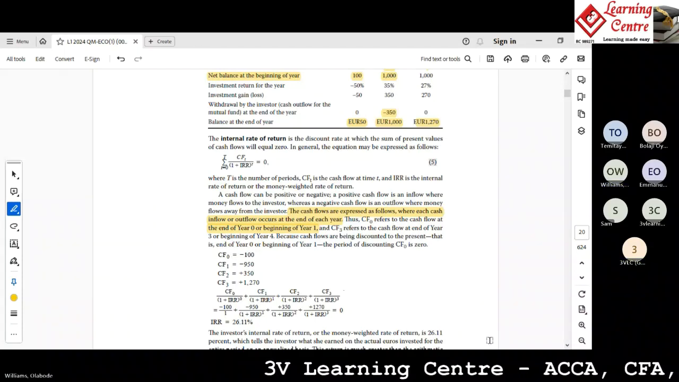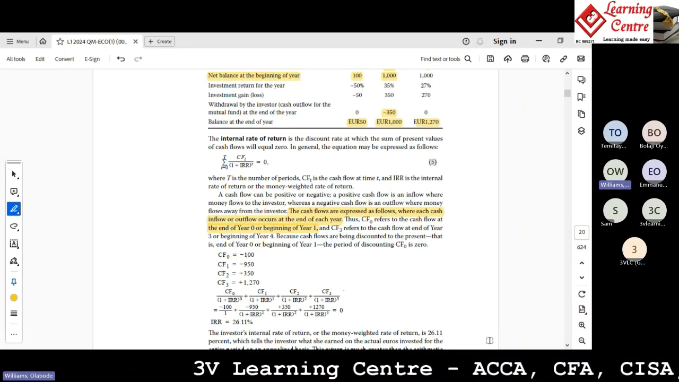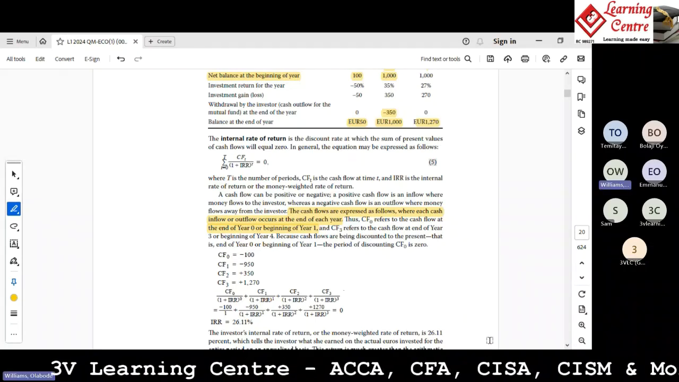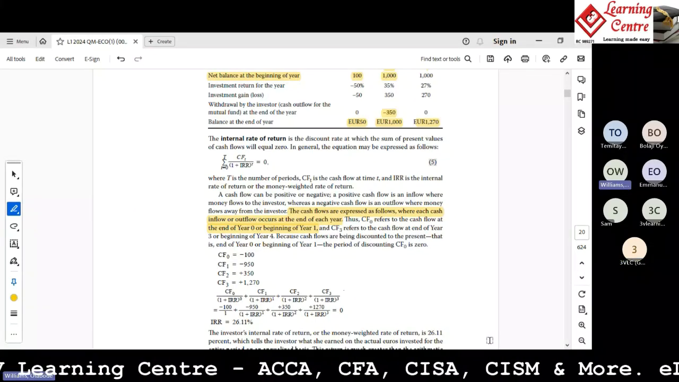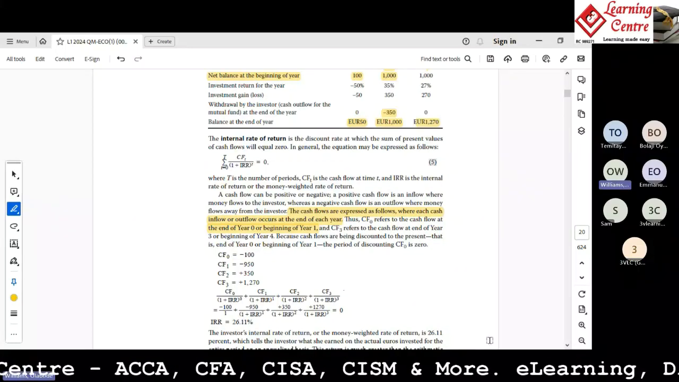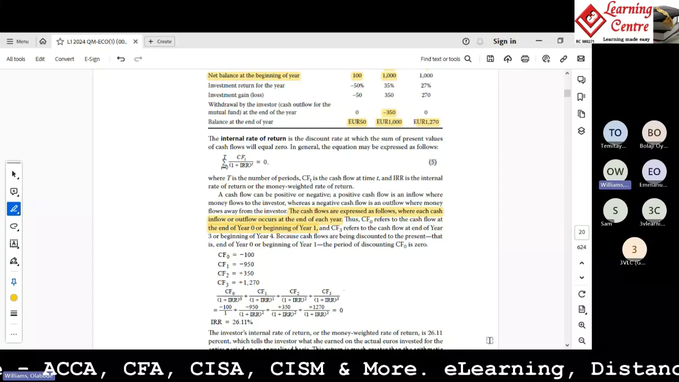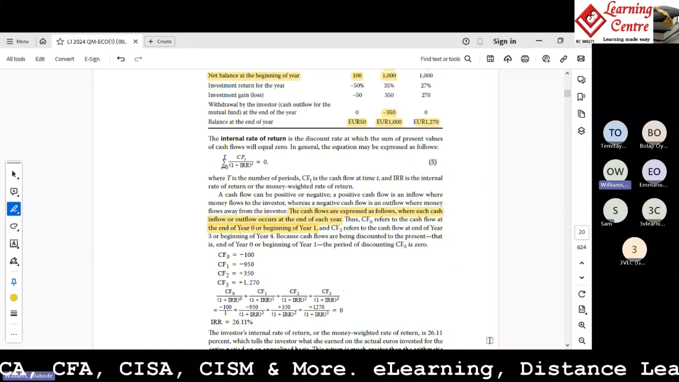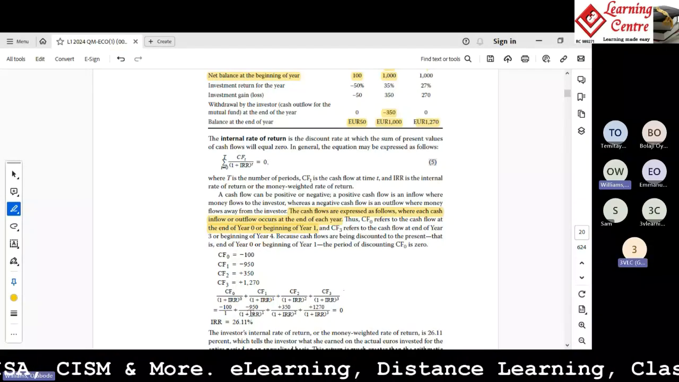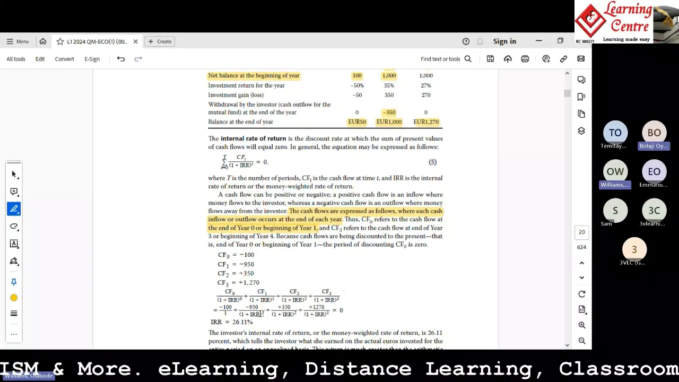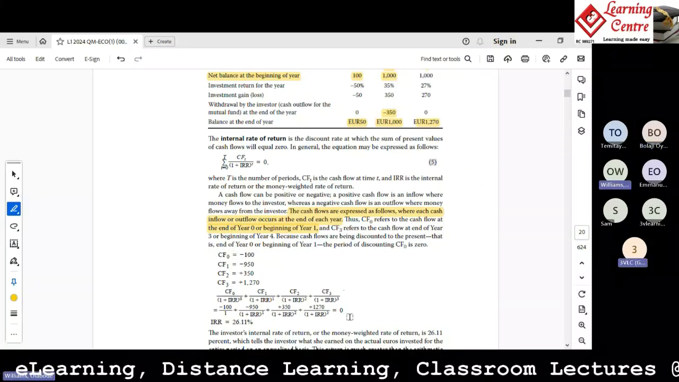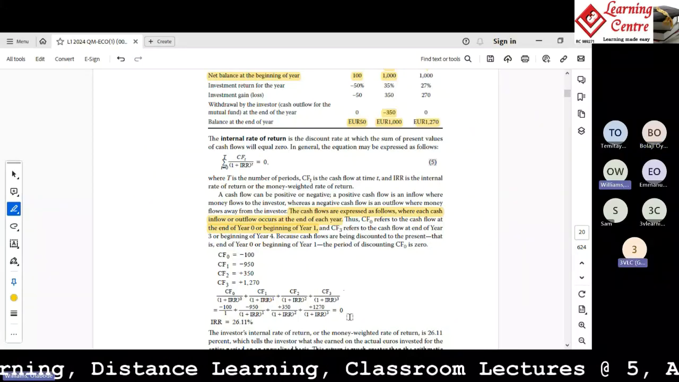So the way it works is this: you pick a random IRR. Typically, we'll say pick 10%. It's a random number, but start with 10%. Now use 10% to solve this. When you use 10% to solve this, that is, you plug 10% into this calculation, where you have IRR, you put 1 plus 10%, and that will be 1 plus 10% raised to the power.